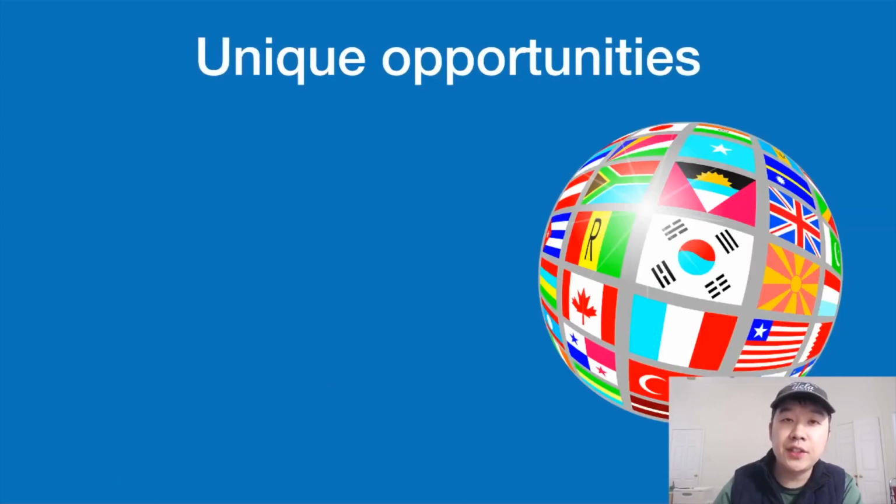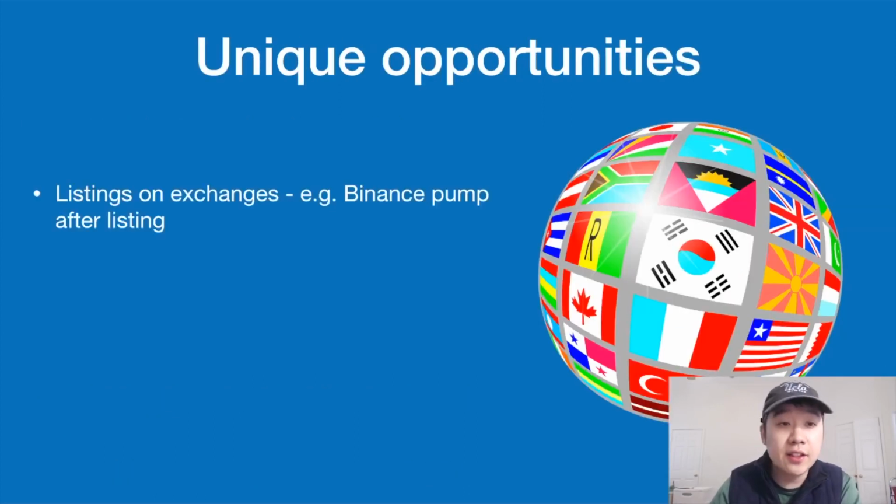So what are some unique opportunities for arbitrage? Well, like I said earlier, when a coin gets listed on an exchange, it is a big opportunity. For example, just study Binance. Every time a coin gets listed on Binance, it pumps up majorly. That is an opportunity for arbitrage between Binance and other exchanges that already had the coin listed.